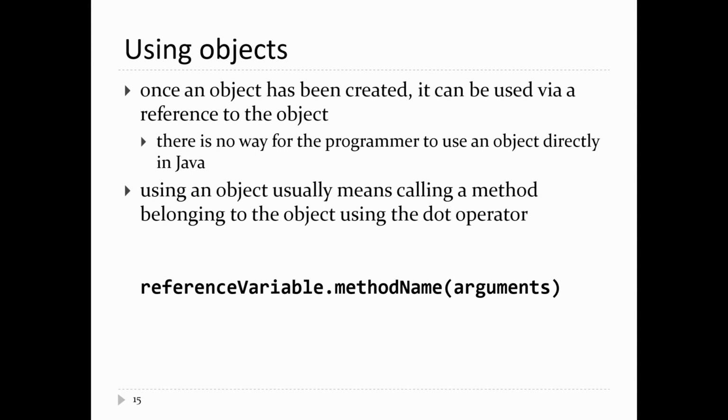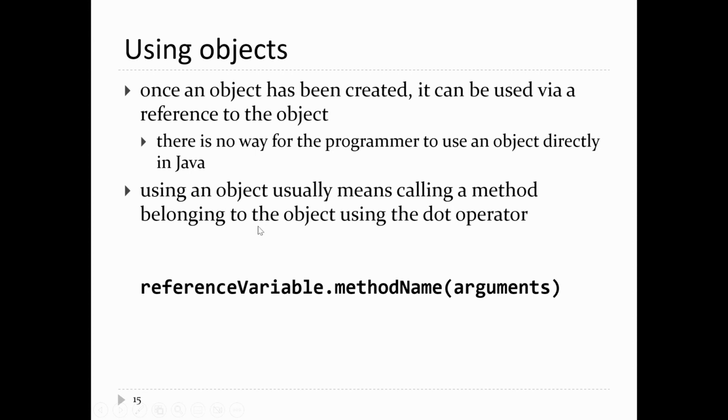Okay, so once you've got your object, you can use it. How do you use it? You just call methods on it. Once an object is created, you have a reference to the object. Remember, you never get the object itself in Java. You always get references to objects, and there is no way for the programmer to get to an object directly in Java. You always have to access an object via a reference.